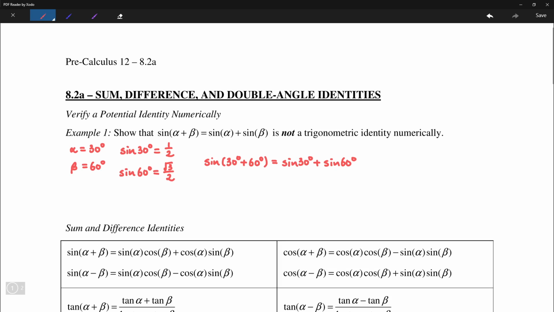So the left-hand side, we can simplify by adding the angles together, and that's sine 90 degrees. The right-hand side, we can evaluate sine 30 degrees to be 1/2, and sine 60 degrees to be the square root of 3/2. However, we know that sine 90 degrees is equal to 1, so we have 1 is equal to 1/2 plus √3/2, which of course is not true.